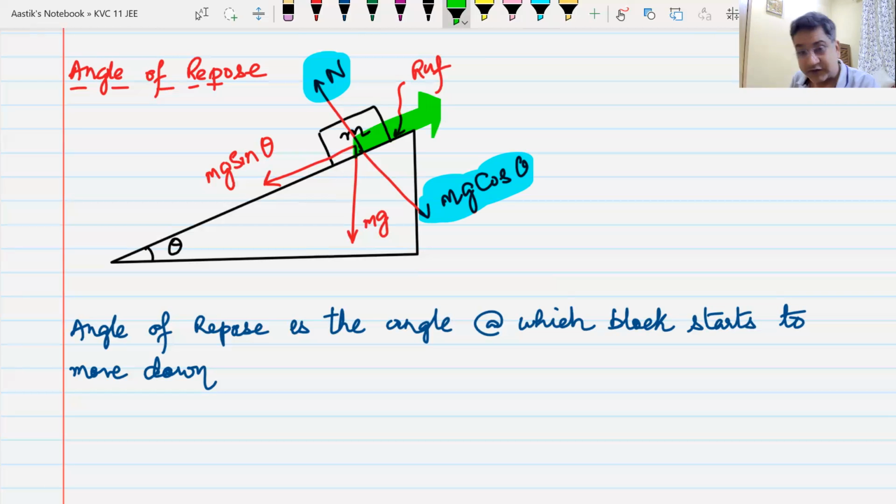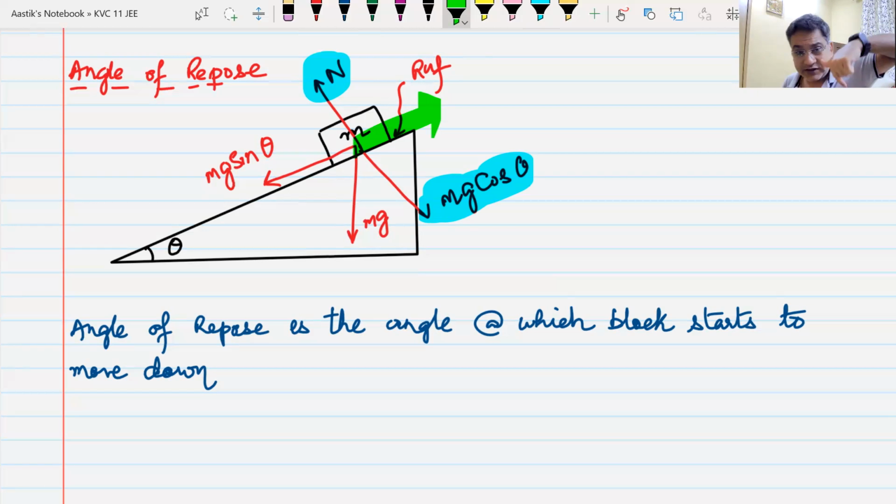Now remember, this friction cannot pull it up. It has to move down. There is no God's hand here that is going to pull. So friction acts upwards, and the block is not going to move upwards, it has to move downwards. Now this friction is trying to stop it, and the value of this friction can be written as mu into N.